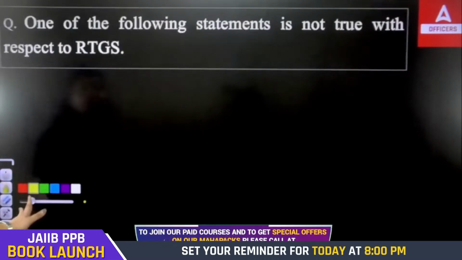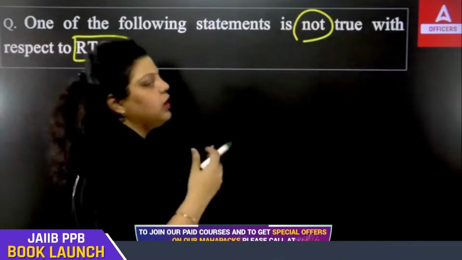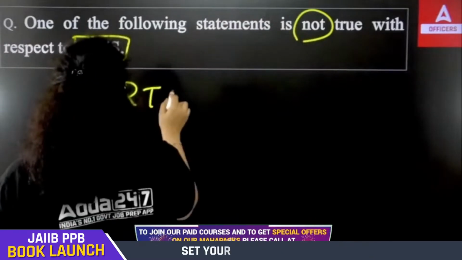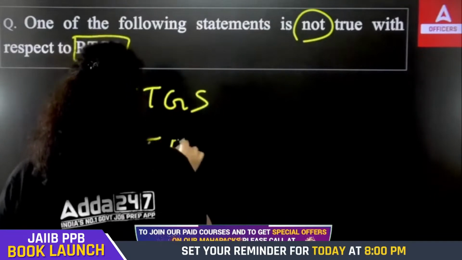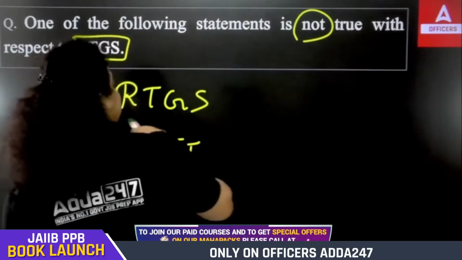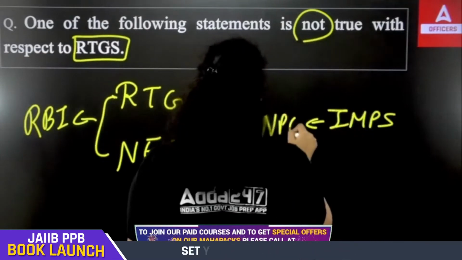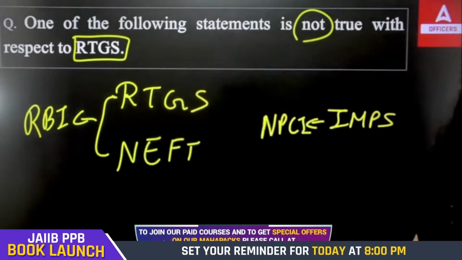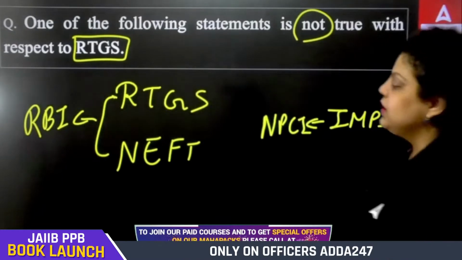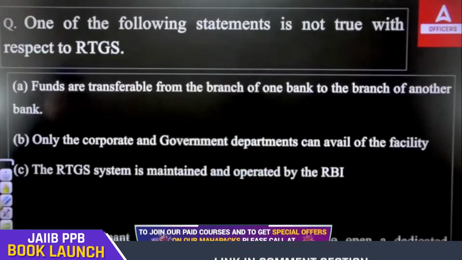Okay. Now, one of the following statements is not true with respect to RTGS. RTGS is one of the services provided by RBI. Do remember RTGS is Real-Time Gross Settlement and NEFT is National Electronic Funds Transfer. These both are managed by RBI, but IMPS performs the same service for us and it is managed by NPCI. Do remember that. NEFT and RTGS come under the RBI, but IMPS is managed by NPCI. Now, if I talk about RTGS, out of that, which of the following statements is not true, that you have to tell.